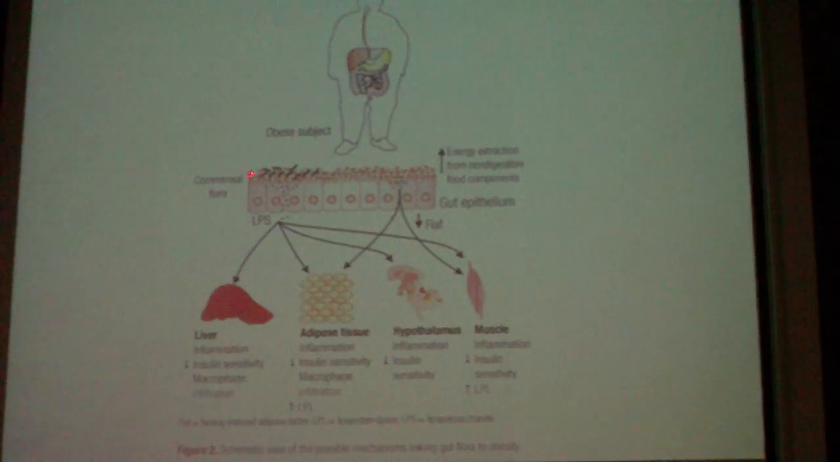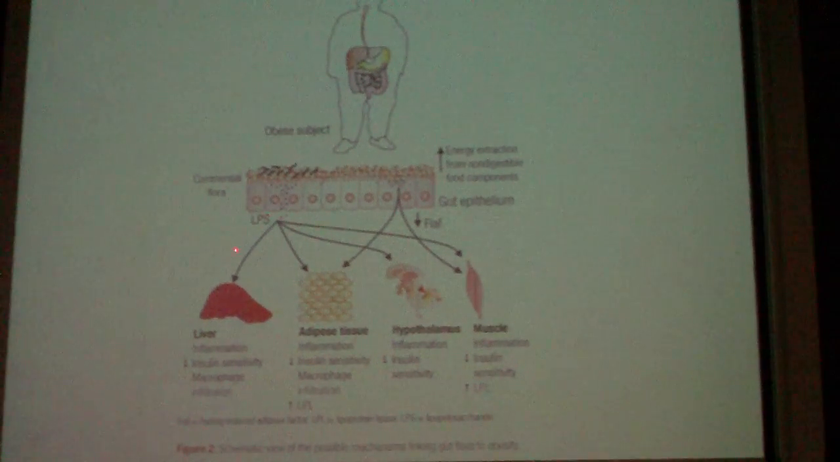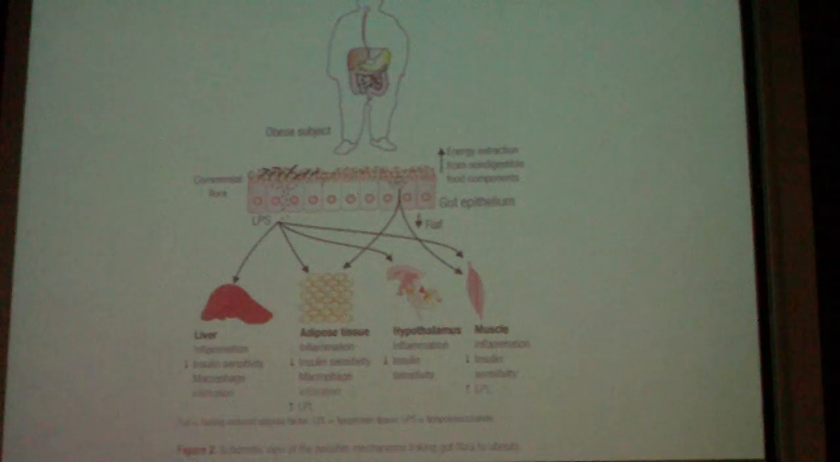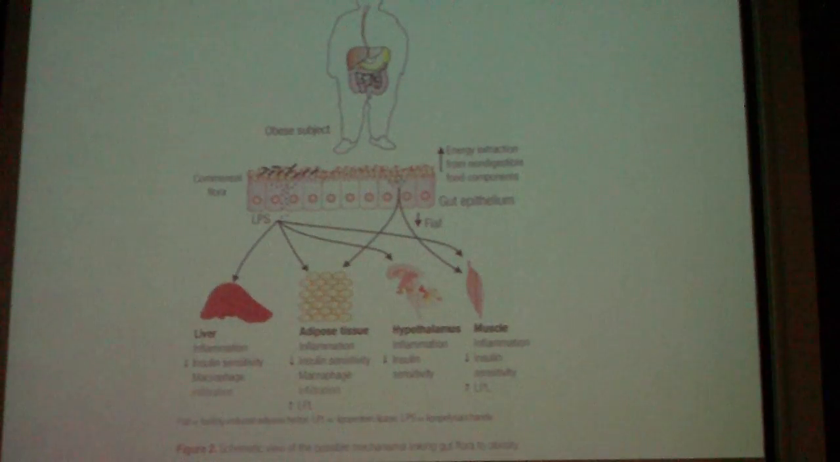There are also bacteria maybe who produce inflammation, LPS, or LPS also blocks the production of, or the action of, fasting-induced adipose factor, and eventually this can lead to inflammation of the liver, adipose tissue, hypothalamus, or muscle. It can also lead to a lower insulin sensitivity, so insulin resistance in the organs, or macrophage infiltration, so inflammation again, and an increase of lipoprotein lipase.